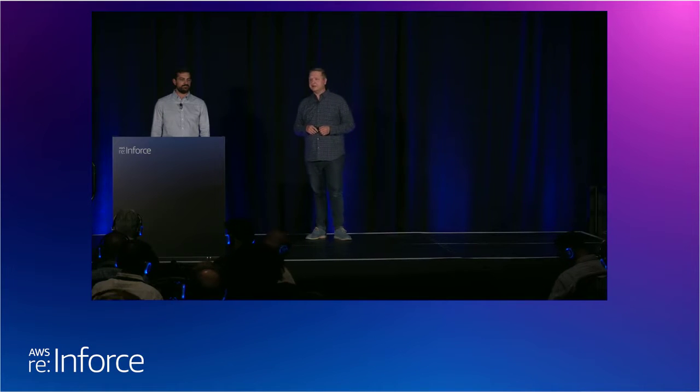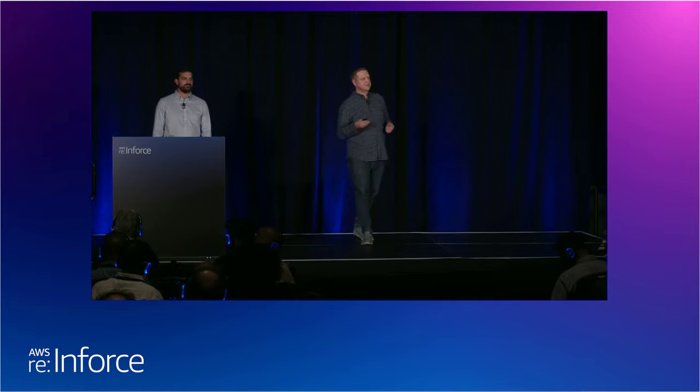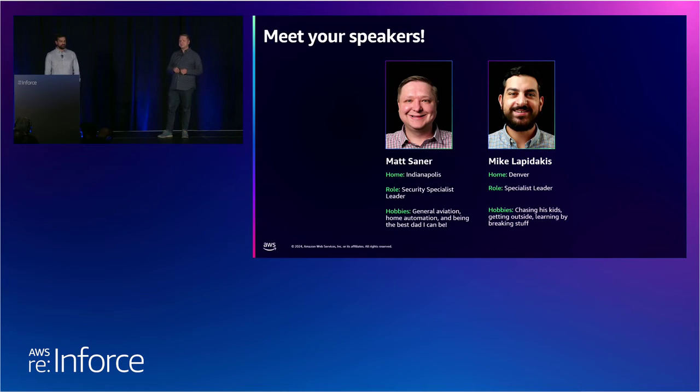Let's go ahead and get started and just introduce ourselves. So my name is Matt Sainer. I lead security specialist architecture for what we call AWS Industries. And really all that means is I get to speak to some of our largest, most complex customers across the globe, across multiple industries, to try to help them achieve their business outcomes using security.